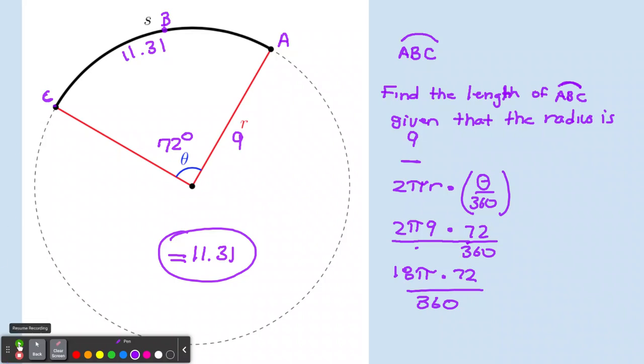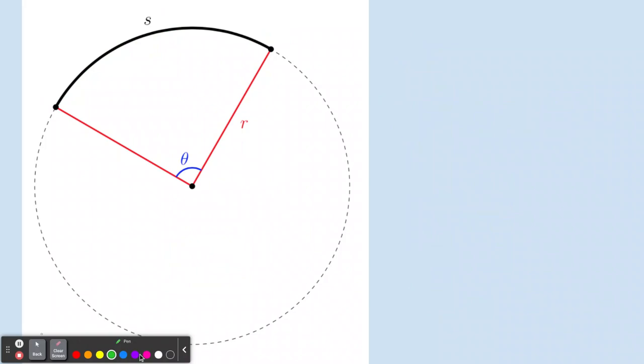All right. Now here's something to think about also. If this is 11.31, let's use green for a minute to show you. This length right here is 11.31. Then what is the length of the rest of the circle? So let's think about something. I'm going to clear this out. Let's go back.